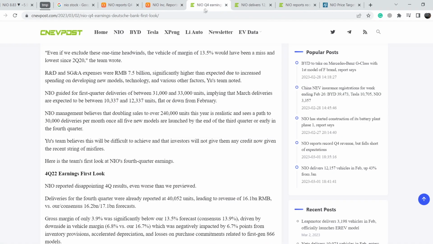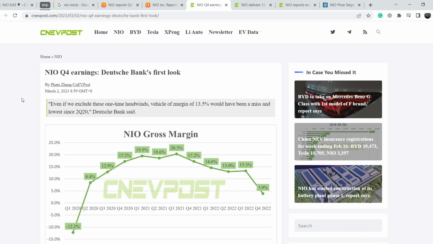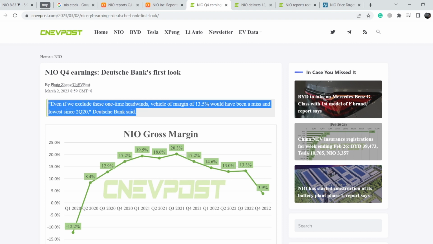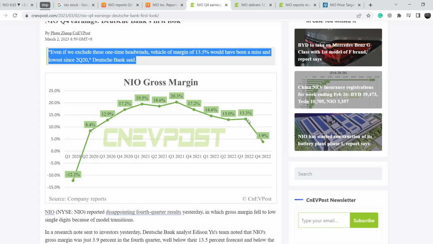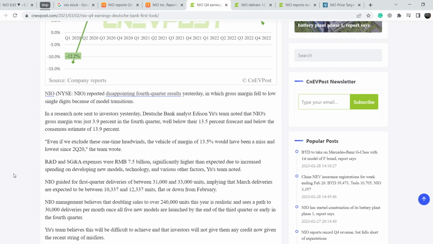So, and let me show you this article. We are on cnvpost.com, and this article was published on March the 2nd, and it's titled NIO Q4 Earnings, Deutsche Bank's First Look. And the subtitle is: even if we exclude these one-time headwinds, vehicle margin of 13.5% would have been a miss and lowest since Q2 2020, Deutsche Bank said. And as you can see, this is the chart of NIO gross margin, and right now they have only 3.9%, and it is the lowest one. But even without this number, this 13.3% is also extremely low compared to other EV manufacturers. And that's why we have to be very cautious.